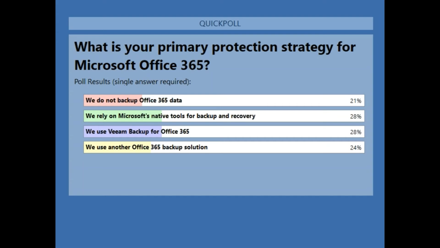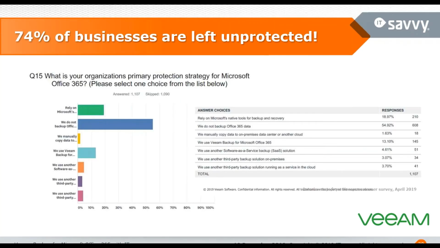So let me show you why we wanted to have you take this poll. Again, following back on what we've done in the past from those surveys, we looked at what other organizations have done for their primary protection strategy. And out of this, as you can see, the top one is about 19% rely on Microsoft and their native tools. About 55% do not back up their data. About 13% are using VBO and so on. And then we have the rest that make up another solution.